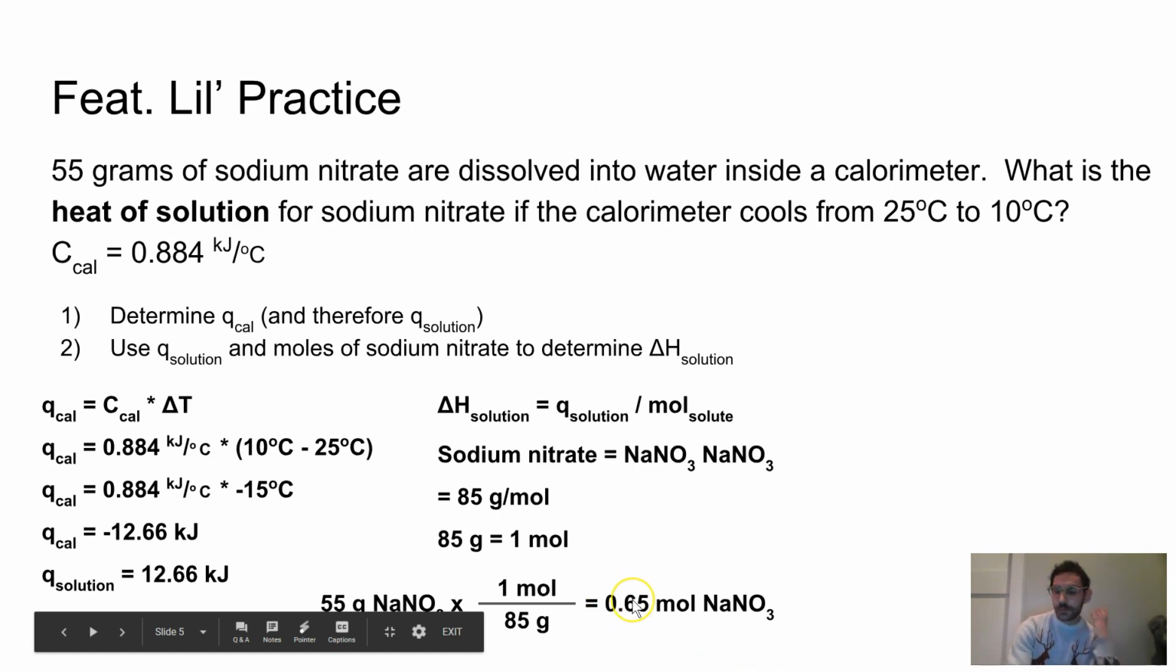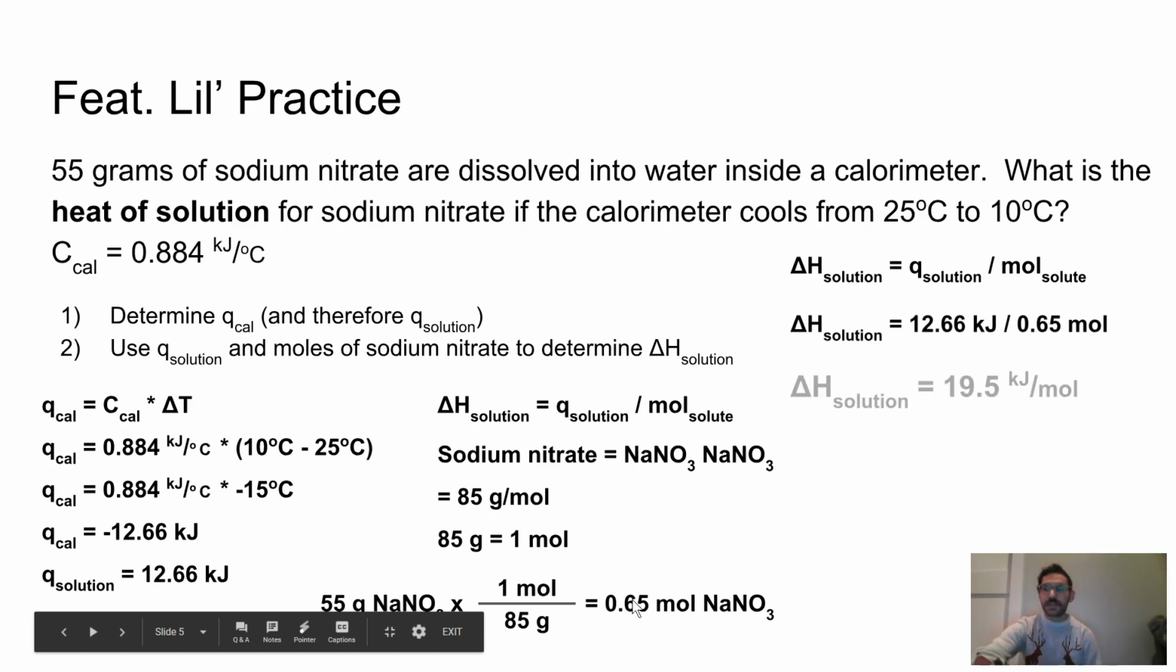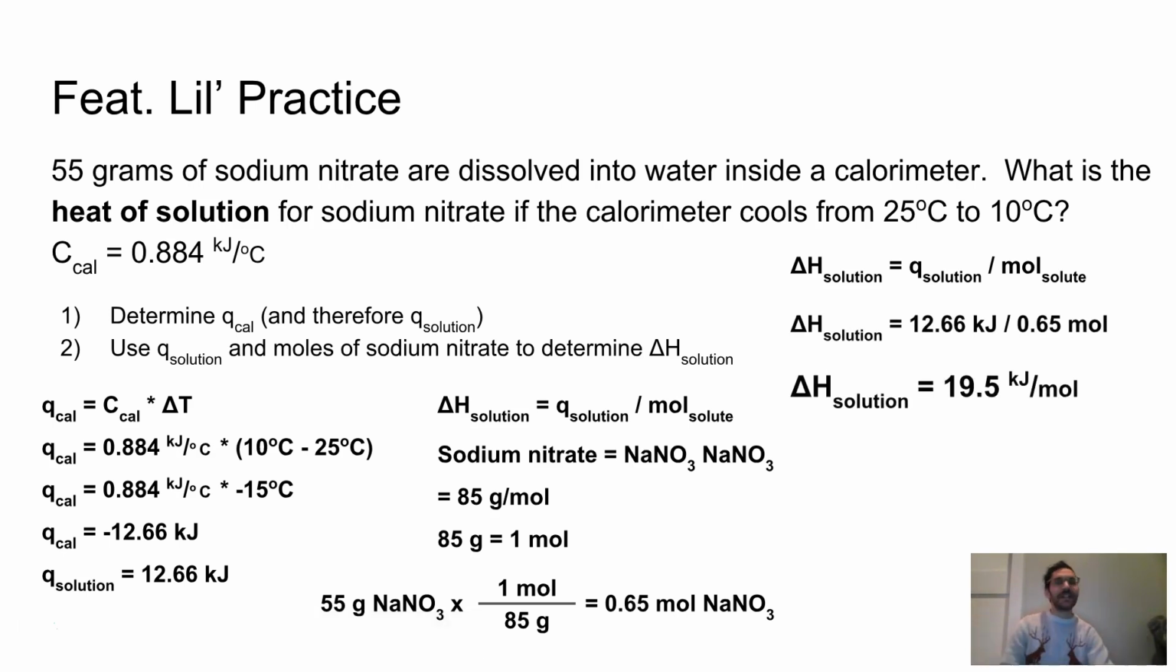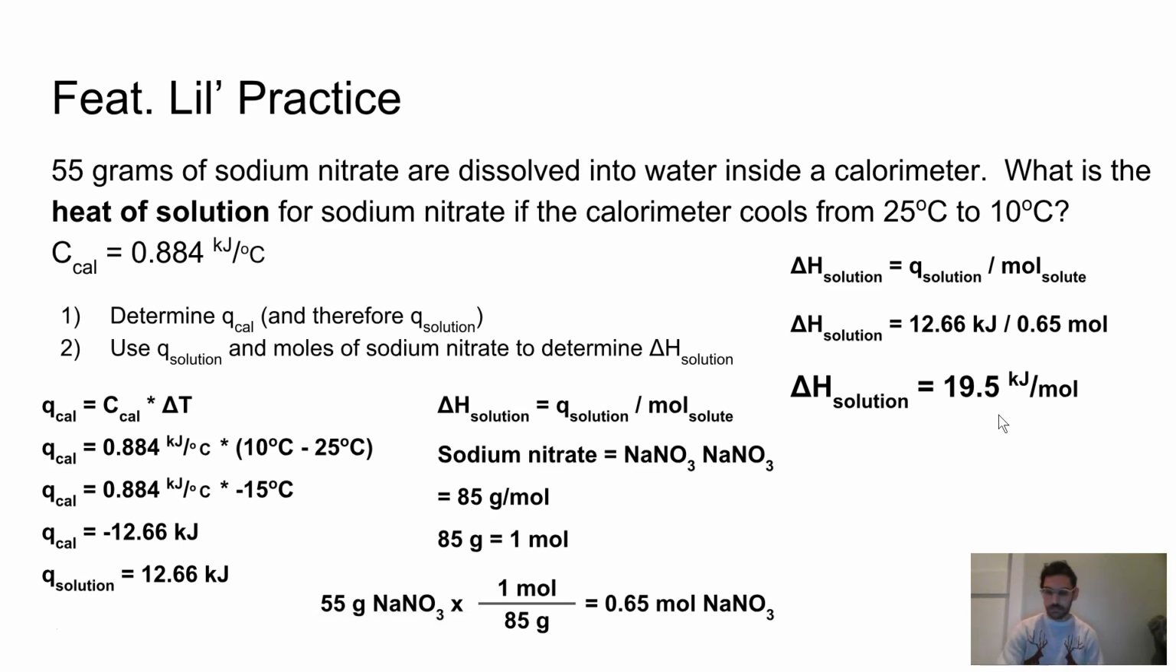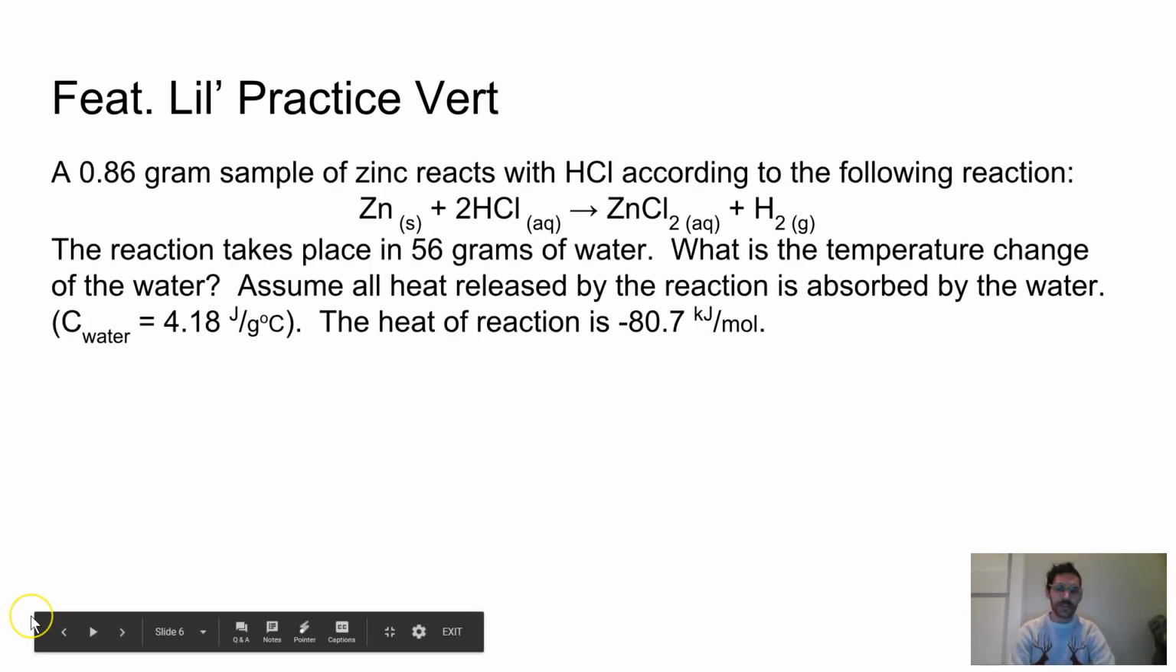And we know the moles, so we'll do our heat divided by the moles. Let's plug that in. So we know delta H of the solution is approximately 19.5 kilojoules per mole. When you dissolve sodium nitrate, you can expect it to absorb some heat, 19.5 kilojoules of heat per mole of sodium nitrate.